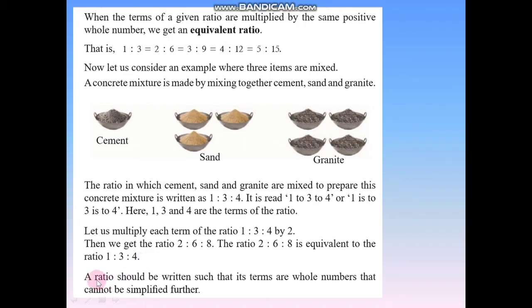Always a ratio should be written such that its terms are whole numbers and cannot be simplified further. That is the best way to write a ratio. We can write an equivalent form, there's no harm, but the best thing to do is to write it in the simplest form.